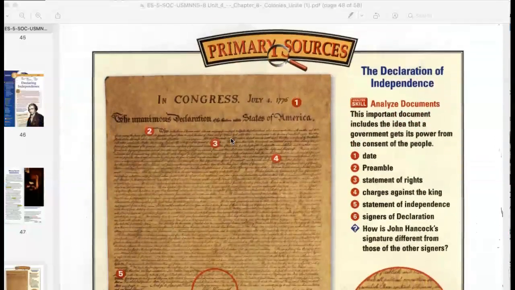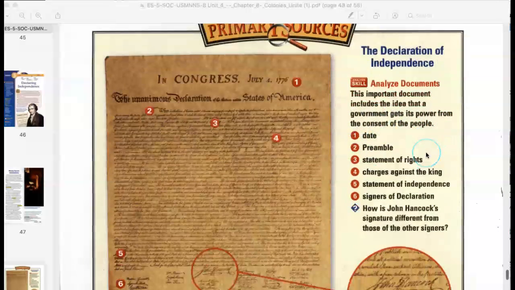Primary sources, and the Declaration of Independence is a documentary source. It is a document that is a primary source. Analyze documents. This important document includes the idea that a government gets its power from the consent of the people. The government gets its power because the people agree to it.